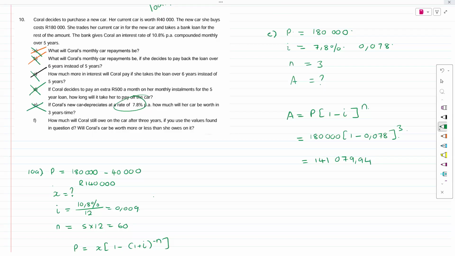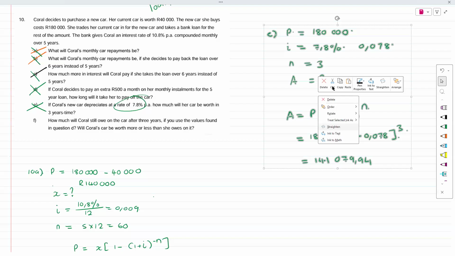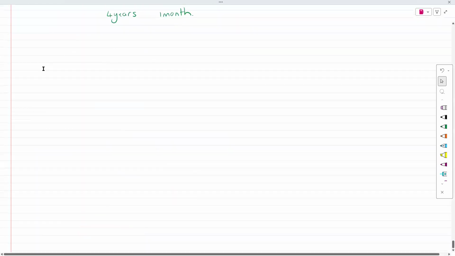Okay. How much will this lady still owe on the car after 3 years? If you use the values found in question B. Question D. Will her car be worth more or less than she owes on it? Okay. One of my students asked me for a question like this, so yeah, just give me a moment. Let's put that away. Okay, let's start.